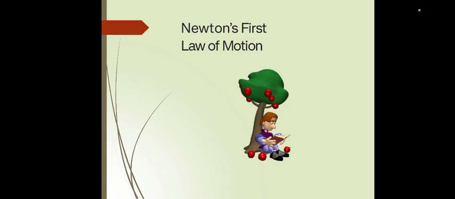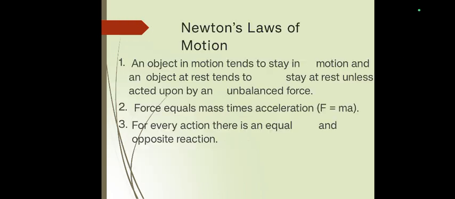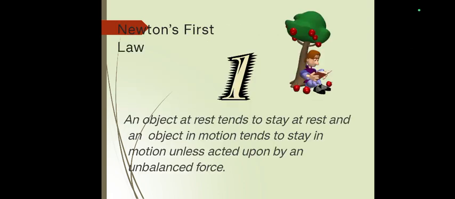Now let's learn the first law of motion. Before that, Sir Isaac Newton introduced the laws of motion, who is also the discoverer of the law of gravity. There are three laws of motion, of which we are going to learn the first law. Newton's first law states that an object at rest tends to stay at rest and an object in motion tends to stay in motion unless acted upon by an external unbalanced force.